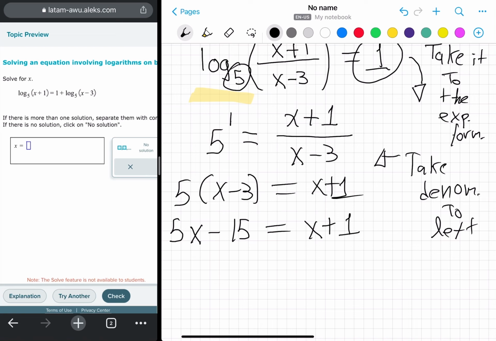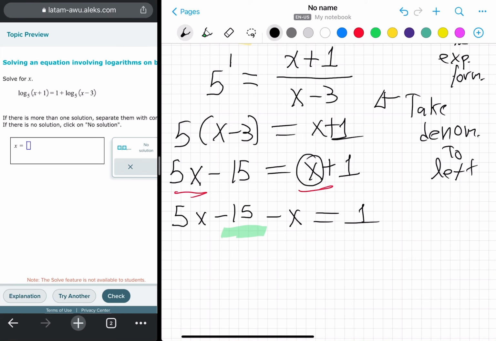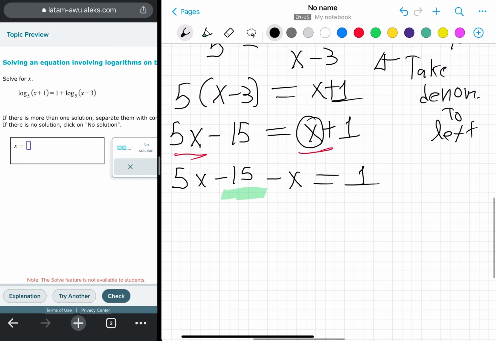Okay, I now have x here and here's another. What I want to do is leave x on one side. I can either take it to the left side or to the right side. Just for easiness, I'm gonna leave it on the left side. 5x minus 15. And I'm gonna take this to the left side. Minus x equals 1. Okay, I have a term here that does not belong here. Why? Because it does not have an x, and I want things with x on the left and things without an x to the right side. So I'm going to move it to the right side. It's a subtraction. So when I write it on the right side, it's going to be an addition.